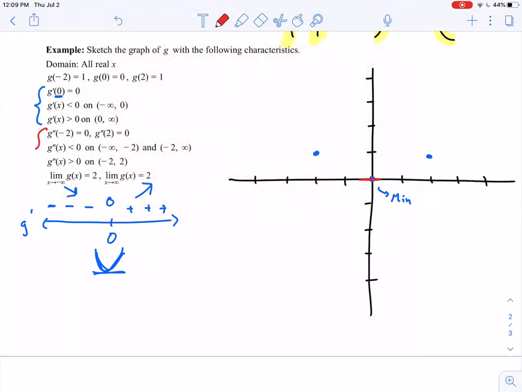Then they give me some information about the second derivative as well. So it looks like the second derivative, they're giving us all sorts of information. They say g double prime of -2 is equal to 0, and g double prime of +2 is equal to 0. So here's g double prime. The x values that seem important so far are -2 and +2. And if I look at where my second derivative is changing sign, it's changing sign at -2 and +2.